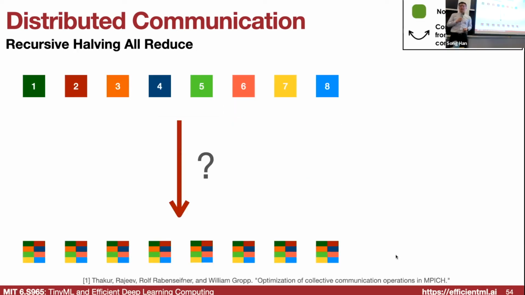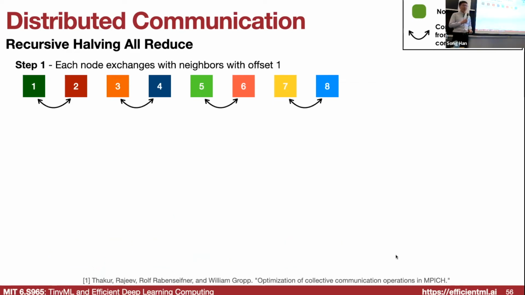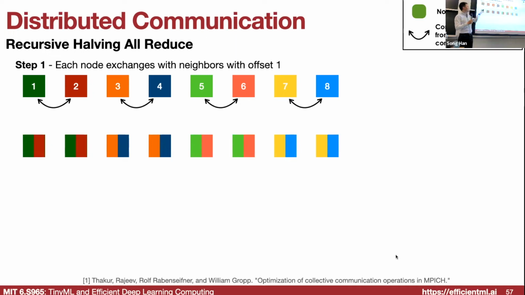But can we do even better, right? So let me introduce this recursive halving all reduce. Say currently we have 8 nodes, right? Using different colors to represent each node. And ideally, we want each copy to have all the information across everyone else, right? So in the first time step, each node just exchanges with neighbors with an offset of 1, right? So after that, node 1 has both green and red. And similarly for the remaining nodes, it's 2 colors since each is exchanging information with its neighbor.